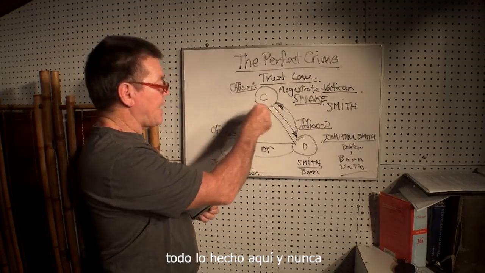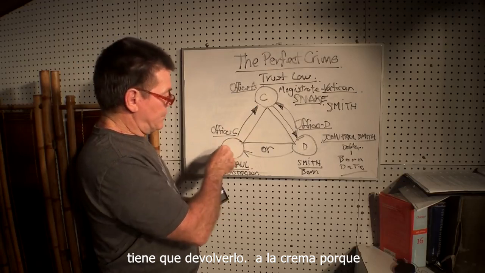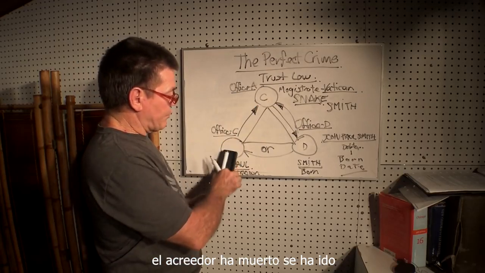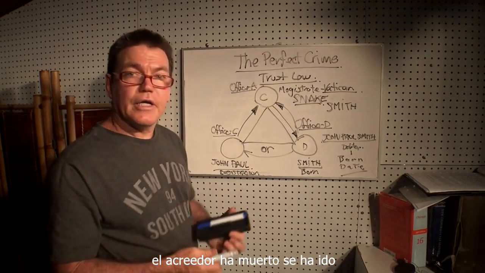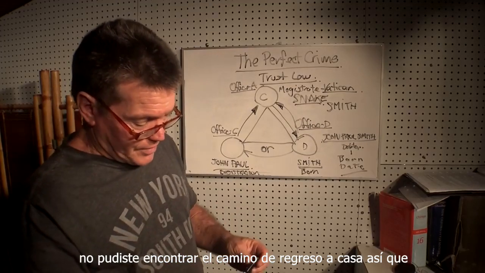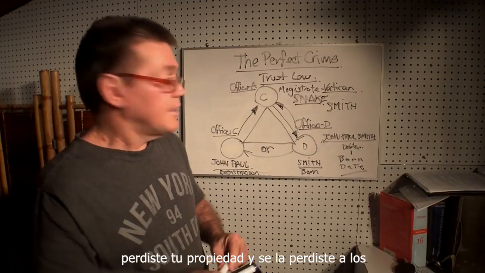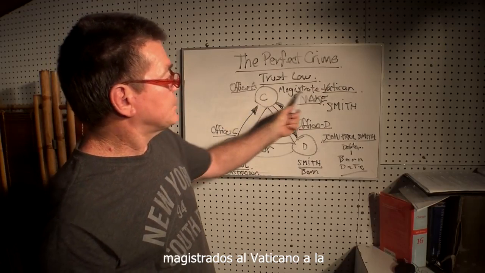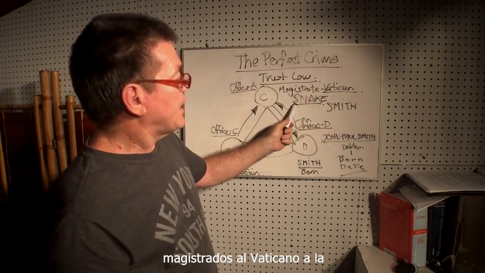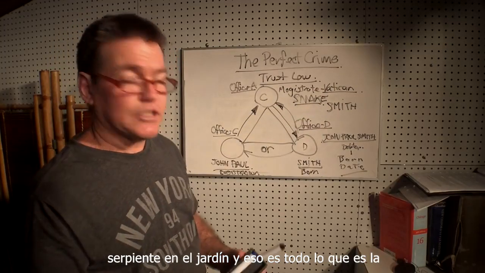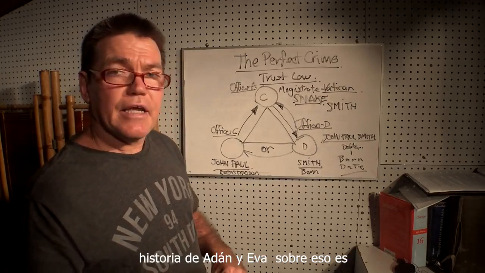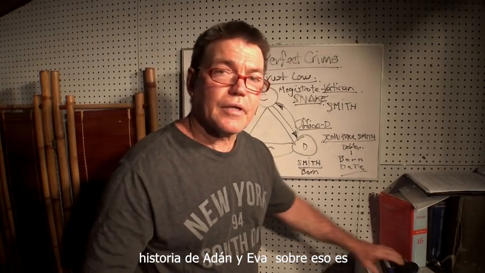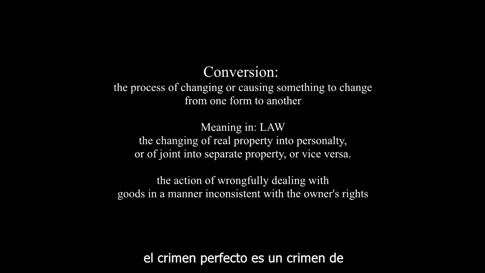And he never ever has to return it to the creditor, because the creditor has died, he's gone, you couldn't find your way back home, so you lost your estate, and you lost it to the magistrates, to the Vatican, and to the snake in the garden. And that's what the Adam and Eve story is all about. That is the perfect crime.